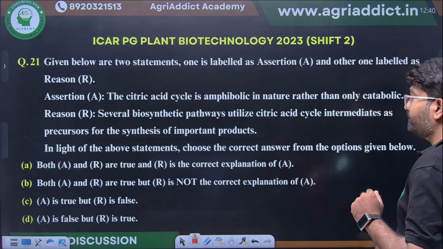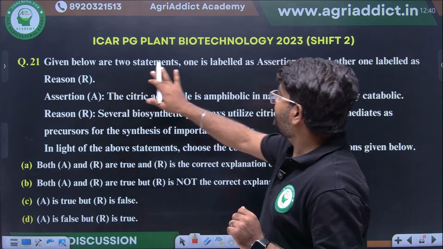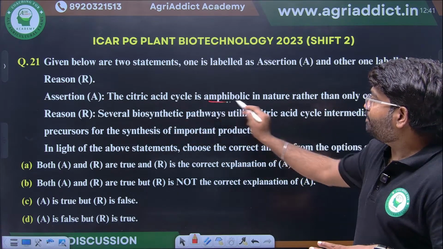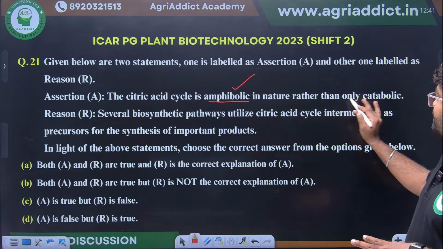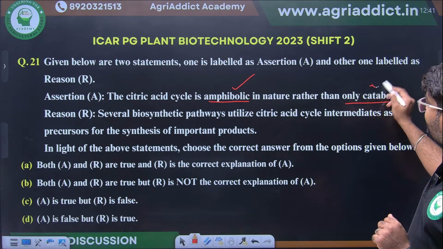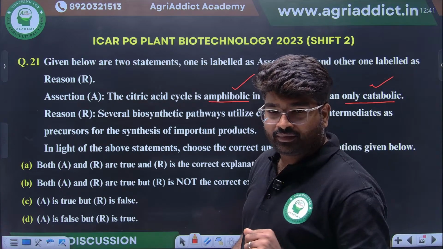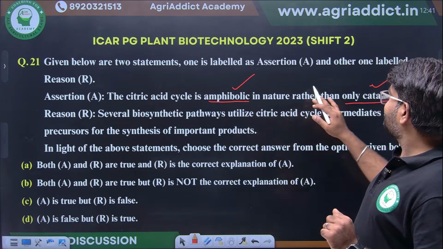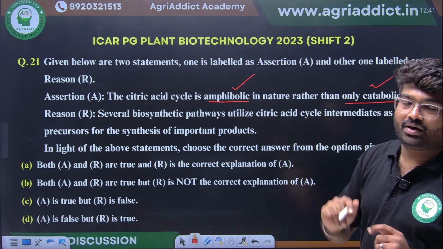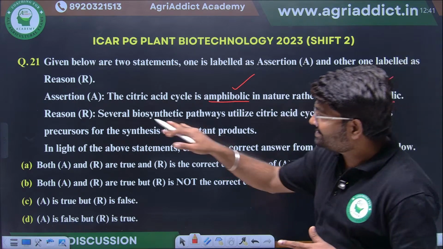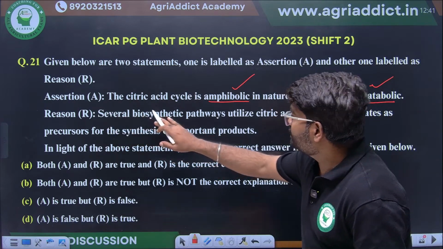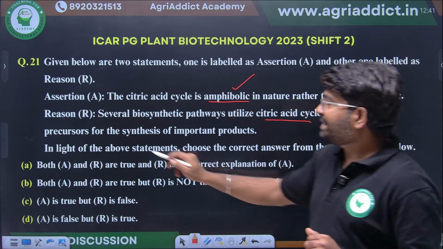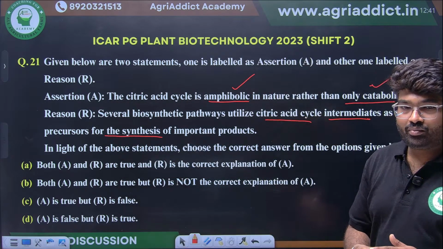Next. Given below are two statements, assertion and reason. Citric acid cycle is an amphibolic pathway in nature, rather than only catabolic. They are saying the citric acid cycle is an amphibolic pathway because both catabolism and anabolism are there. The reason they are giving is that several biosynthetic pathways utilize TCA cycle intermediates as precursors for the synthesis of important molecules.